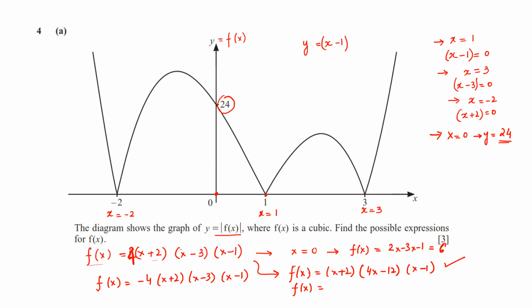Another f of x can be multiplied by 4 with the first one: 4x plus 8 into x minus 3 into x minus 1. So you can easily write other options, multiply 4 with them, or you can write 2 multiplied by 4 as 2 multiplied by 2. So you can multiply 2 with one of the factors and 2 with another factor. You can generate lots and lots of functions. So it says possible combination. So just write 2 or 3 possible combinations of this, and you will be fine with the answer.